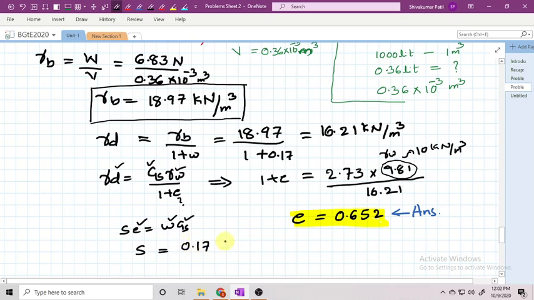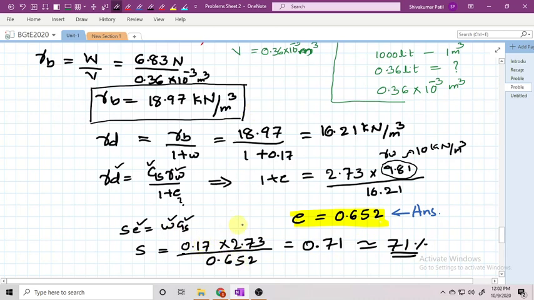So S equals 0.17, that is water content, into 2.73, that is specific gravity, divided by your void ratio, 0.652. So the degree of saturation will be 0.71. That means 71% is the degree of saturation at a water content of 17%. So this is your second answer.